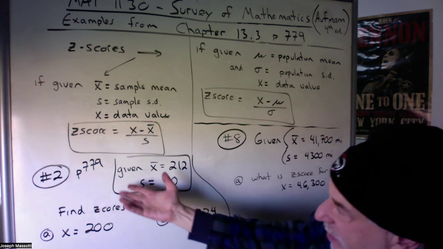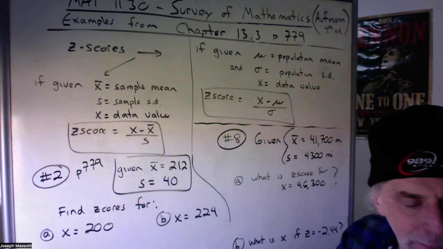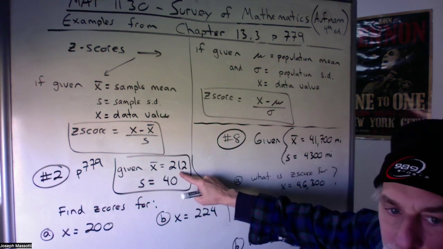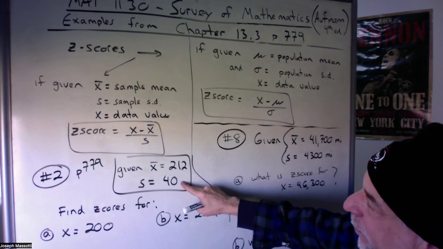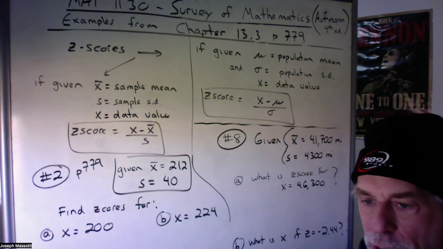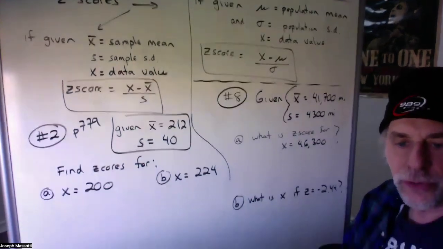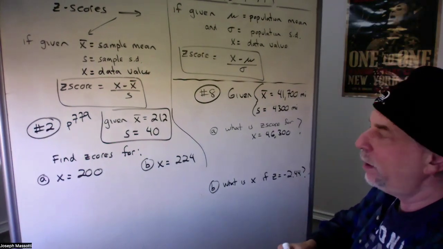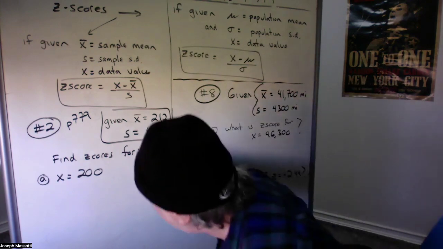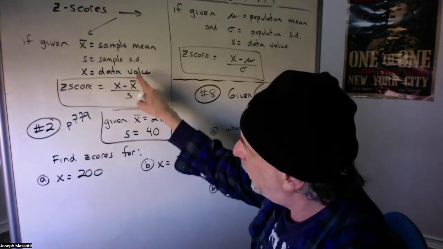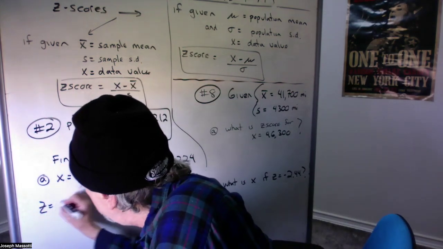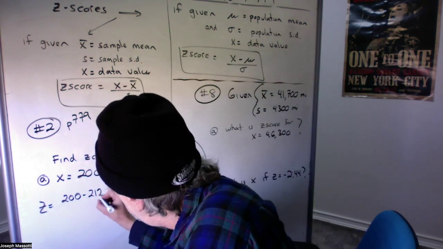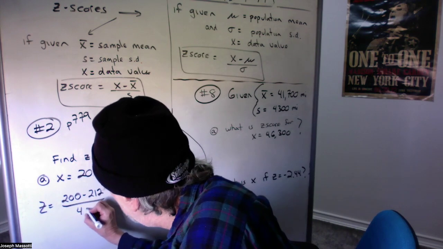All right, so if we just use this in an example, number 2, we're given a sample mean of 212 and a sample standard deviation of 40. And then we're asked to find the z-scores for several different x values. I'm just going to do the first 2 here. The first value is 200. So if we want to find the z-score for 200 in this distribution of values, all we're going to do is use this formula here. So our z-score is going to be the x value minus the mean divided by the standard deviation.